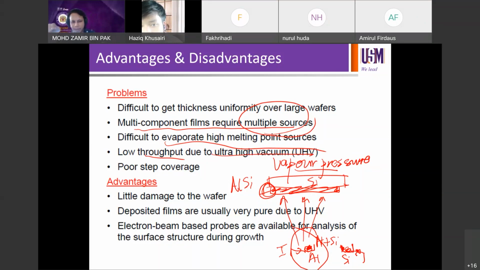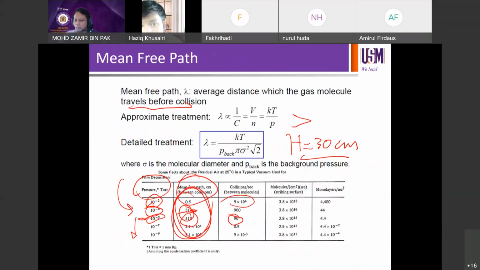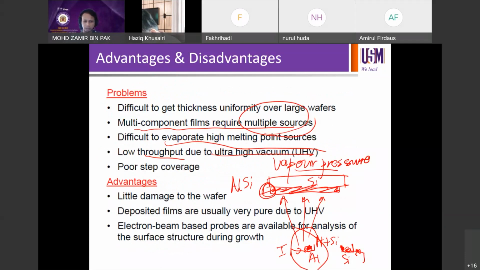The throughput is not that bad, because if you go back to the vacuum level, it's like 10 to the minus 5, 10 to minus 4, which is not as bad as 10 to the minus 7, minus 8. If you're talking about minus 7, minus 8, minus 9, that would require a longer time for the pumping down, so that will cost you throughput. Okay, lagi lama nak vacuum sampai ke minus 7, minus 8, minus 9 or even lower, and that requires longer time. But if you talk about minus 4, minus 5, it's actually nothing for mass production. So it's not really a big deal for low throughput, because it's not UHV to begin with.